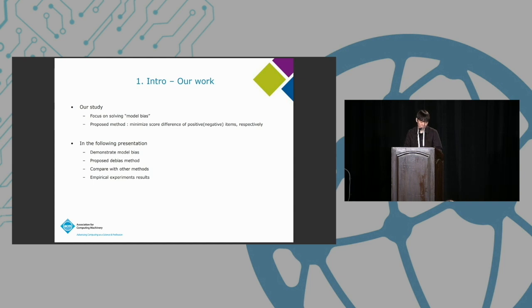So our study focused on solving model bias. To solve this, we propose to minimize the score differences of positive and negative items, respectively. In my presentation, I will demonstrate how model bias can occur. I will introduce my debias method, compare it with earlier debias methods, and report empirical experiment results.